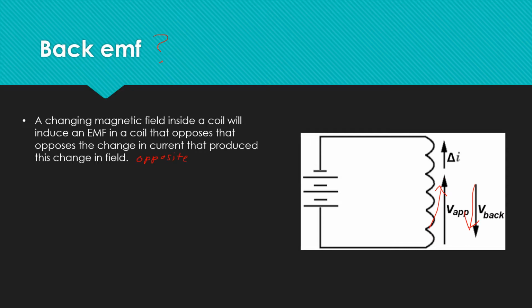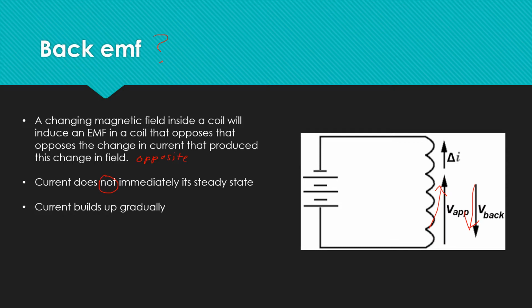When you apply a voltage to a coil, the current doesn't reach its steady state value immediately after you apply a voltage. It forces the current in the coil to build up gradually. Initially, the current is 0, but the current starts to flow in the direction of the applied voltage. Hence, the resulting change in current ΔI points in the same direction as the applied voltage.